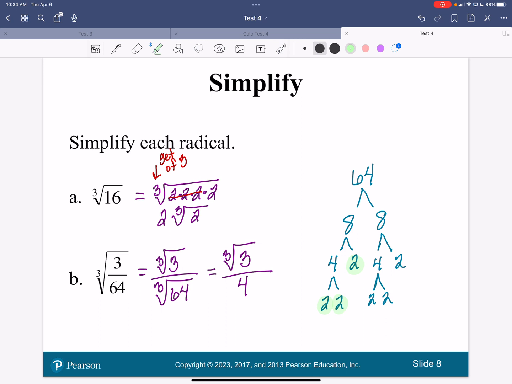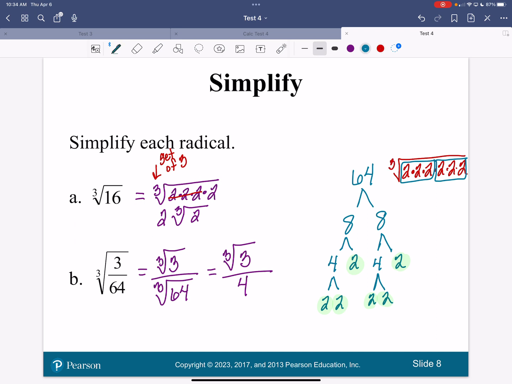So I can rewrite this as, and this is an alternative. You don't have to do it this way if you know the cubed root of 64. So I can rewrite this as 2 times 2 times 2 times 2 times 2 times 2. I am looking for a set of 3 because it's cubed root.